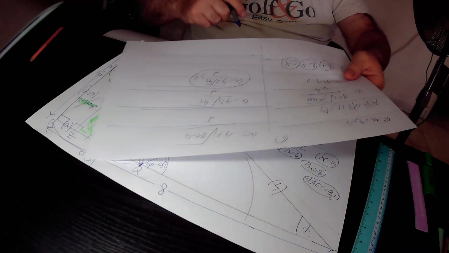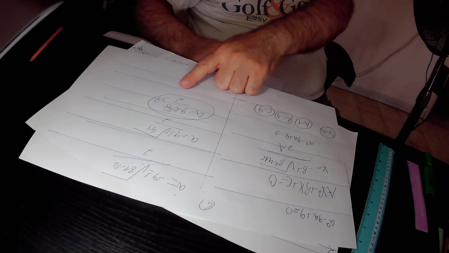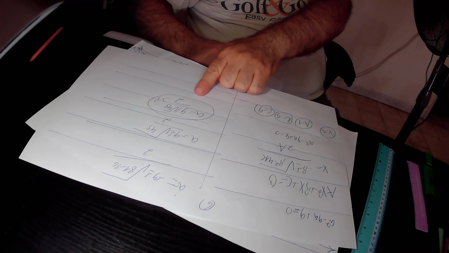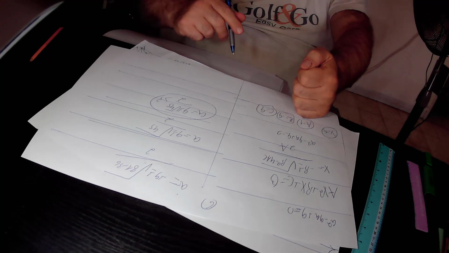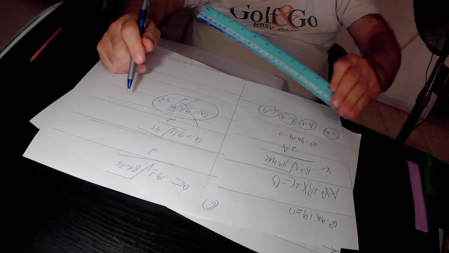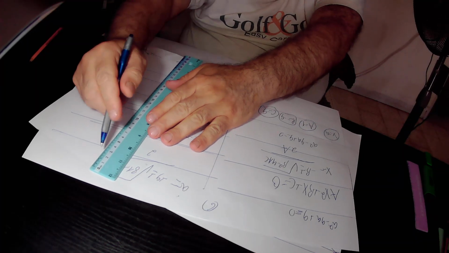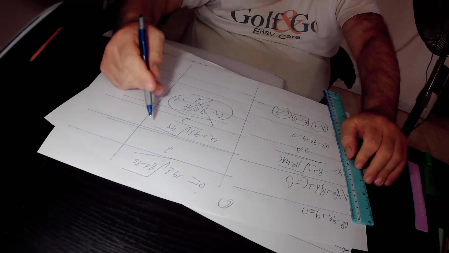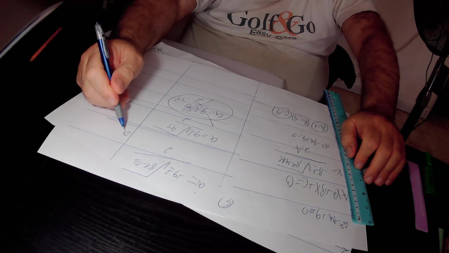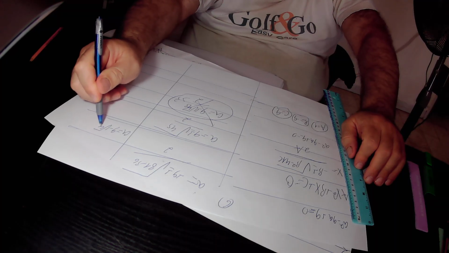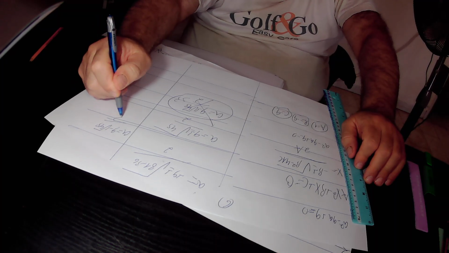But according to the first solution, the radius of the small circle is greater than 3 units. So this answer is not a correct answer. This solution is not a correct solution. We cancel this solution, and we are left only with the second possible solution for A. According to the second solution, the radius A of the small circle equals 9 minus the square root of 45, over 2.